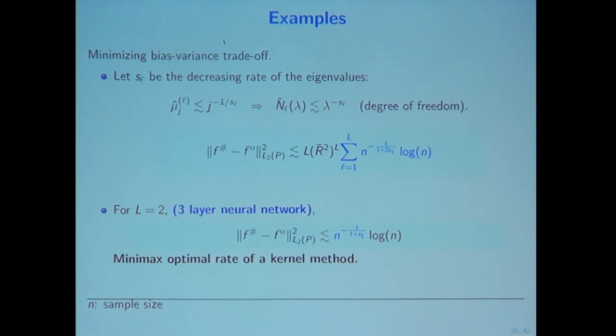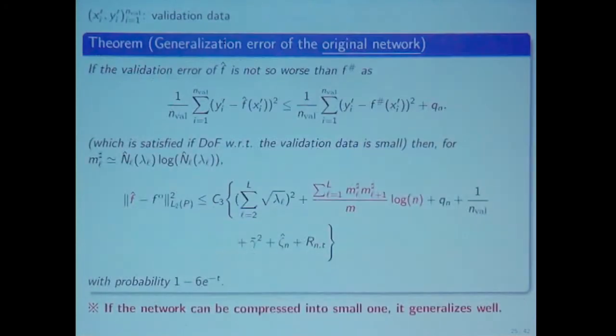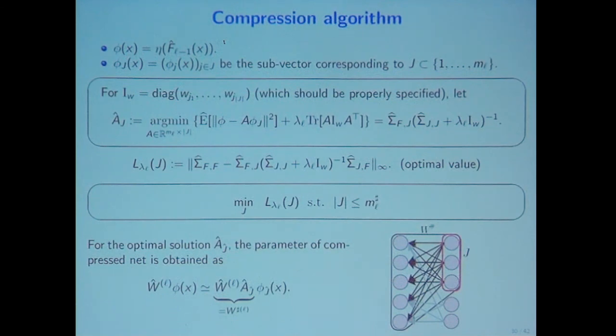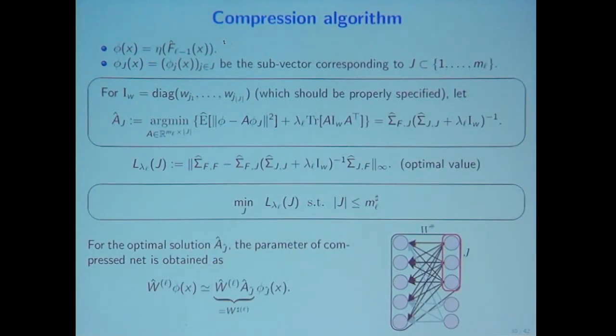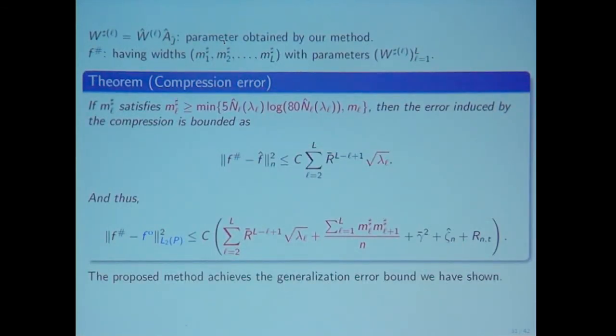The theory tells us that the degree of freedom gives a good measure of the effective dimensionality. Based on this theorem, we can consider a compression method. I want to have a smaller network than the original network. To find such a good small network, we just need to solve this kind of regression problem in each layer. Following this algorithm, the compressed network satisfies this upper bound, which is the same as that we obtained in the previous slide.